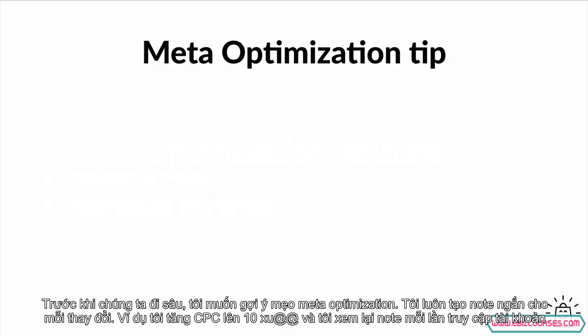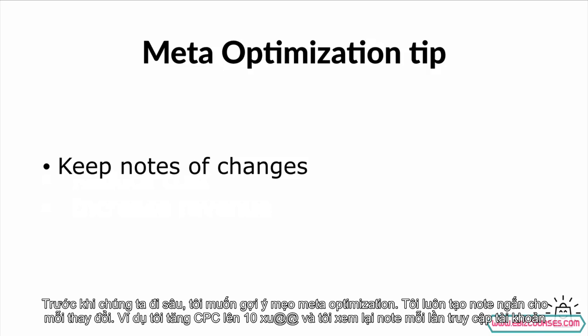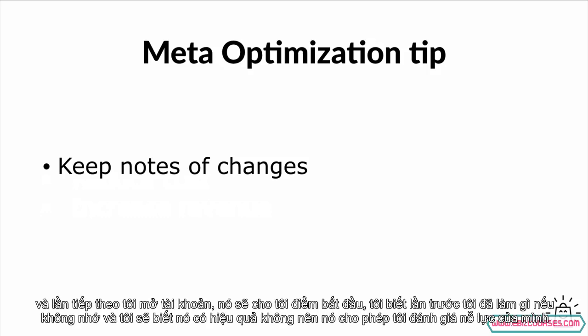So before we dive really in, I want to suggest a meta optimization tip. And this is what I do. I always keep short notes of every change that I make. So for example, I increased the CPC by 10 cents to get more visibility. And I will have a number of these notes each time I go into an account. And then next time I open the account, it actually gives me a starting point. I know what I did last time, or I remember that way, and I can see if it works or not. So it allows me to evaluate my efforts and get smarter about this.